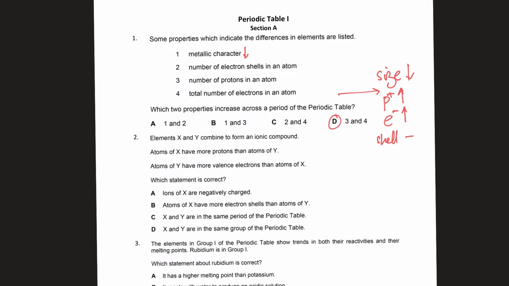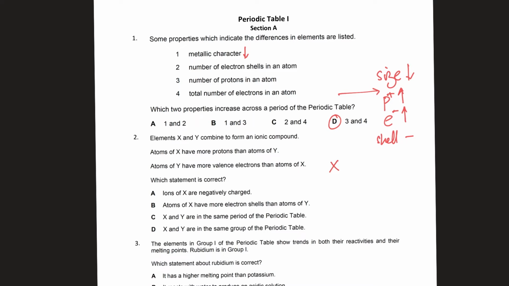Element X and Y combine to form an ionic compound. Atoms of X have more protons than atoms of Y, which means that it's either on the right side or below Y. Atoms of Y have more valence electrons. So that clearly means that Y is in a bigger number of period. X have more protons than Y. So that means X is towards the right or below Y. So Y is either above or towards the left side.